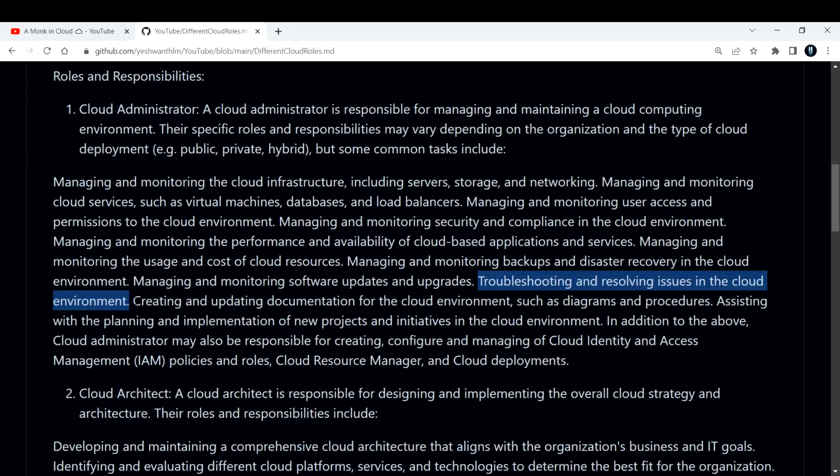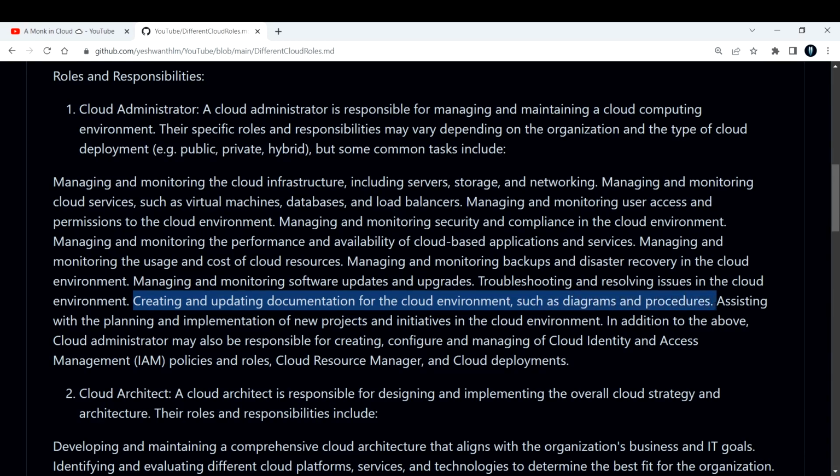So you should also create and update documentation for the cloud environment, such as your diagrams and procedures. Let's say you are implementing a new thing and you need to document that, because if you leave the organization and someone else joins, even they need to understand that, right? So you should be documenting everything that you are doing in a procedural or a diagrammatic representation.